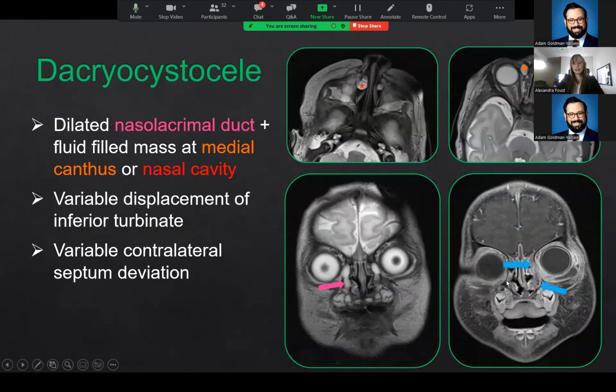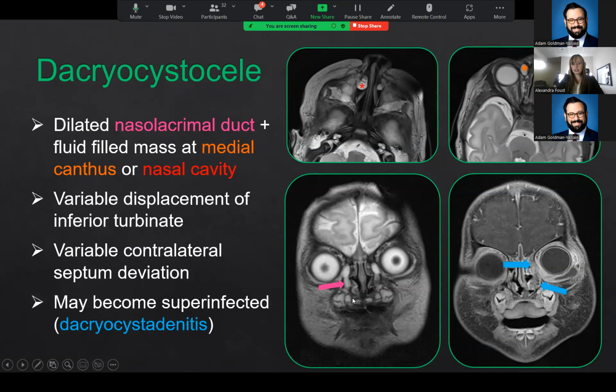And the other time it comes to clinical attention is this example here, which is dacrocystadenitis, and that's when you get a superimposed infection. So you can see here there's pus kind of filling this distended nasolacrimal duct. You can actually see some here also working its way across the inferior orbit and some overlying cellulitis.